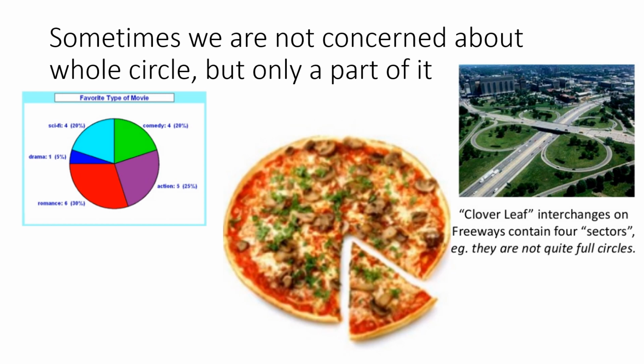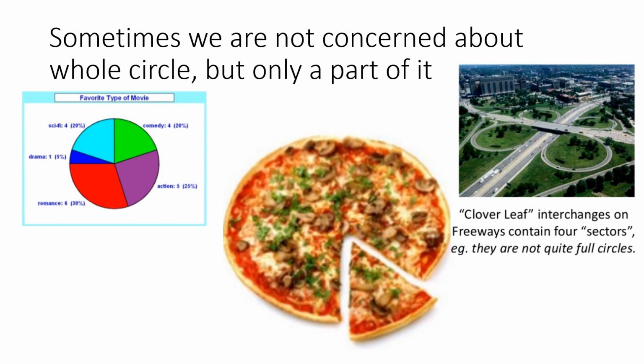So if we jump forward here, it's important to note that although we do see circles a lot, we're not always only concerned about the whole circle. Sometimes we look at just chunks of it. For example, in a pie chart, we might just look at this green section here, or with a piece of pizza. We just think about the area of that pizza or how much of the whole pizza you've already used.